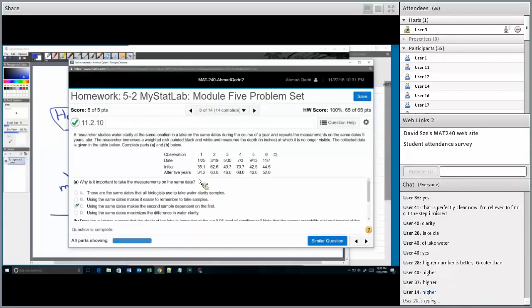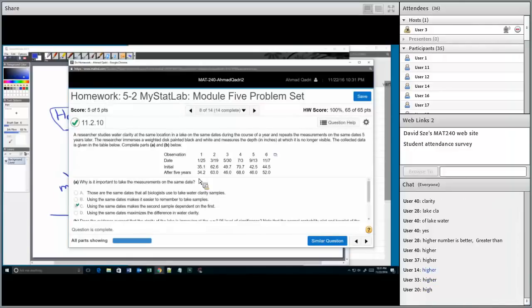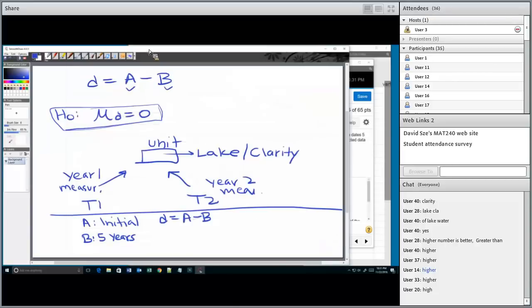Yes. So if the clarity has improved, you expect the disk to be immersed further down, being visible, right? And so if that's the case, then the after 5 years numbers will be higher, meaning that B will be higher than A. You should get B higher than A. If I define my D like this, A minus B, what is my null hypothesis and what is my alternative hypothesis? And this I want you to express in terms of mu D.